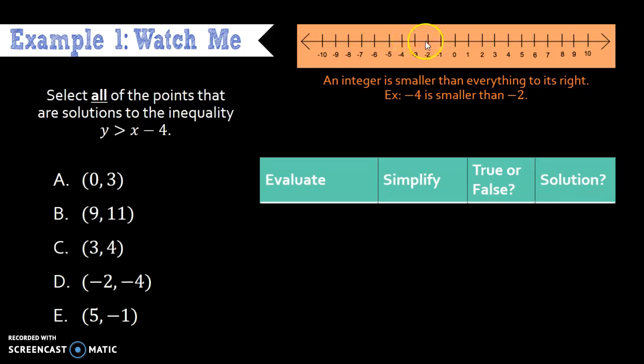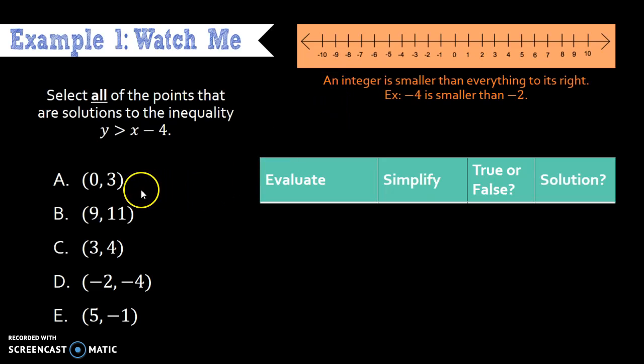So -2 is right here. That's to its right. That means that -4 is smaller than -2. Even though the number 2 without the negative looks smaller than the number 4 without the negative, just remember this rule right here and you will be fine. An integer is always smaller than everything to its right.